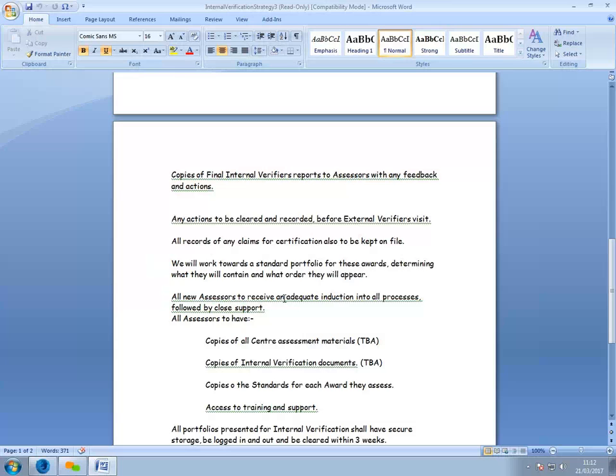All new assessors to receive an adequate induction into all processes, followed by close support. There's a word in there, adequate. It's who deems it adequate. Well, in this case, it's you, the IQA. If you think an assessor is now capable of working on their own, and you know the people, you're working with them on a daily basis, are they capable of working alone with some support, or do they still need to have further training? The induction process needs to cover everything, all the documentation, and everything that goes with it.